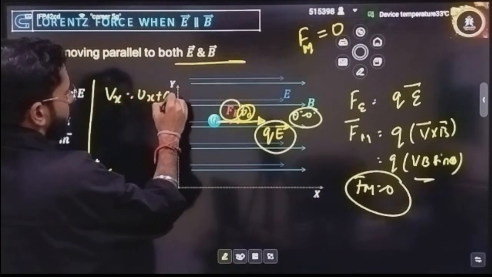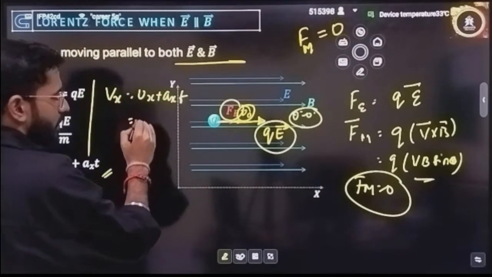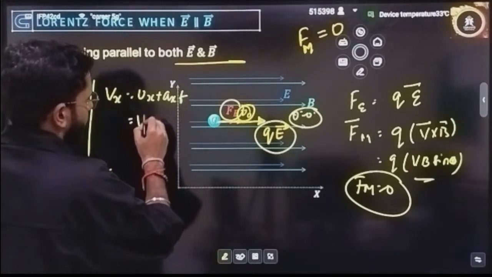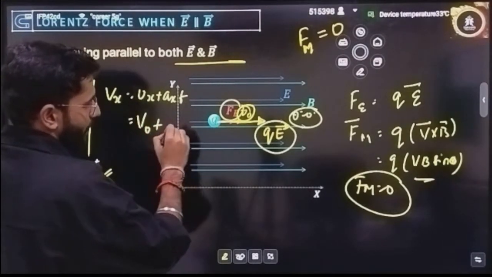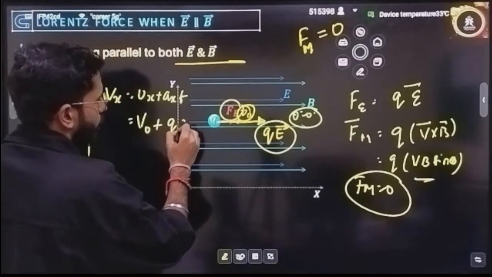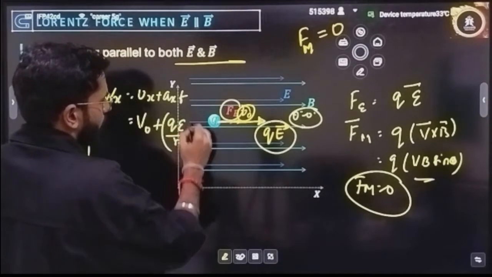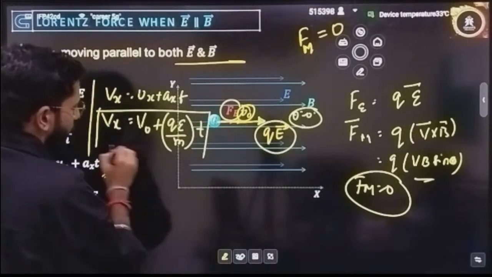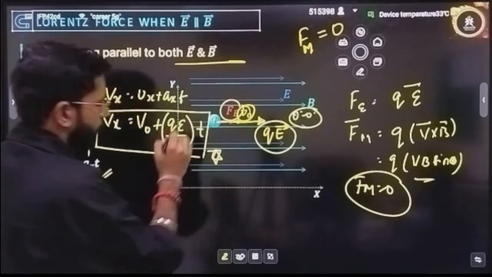Vx will be equal to ux plus ax into t. This time ux is not 0 because initially there is already some velocity, which is v naught. What is the acceleration in x direction? You will write qE divided by m, into t. That is the final velocity you will be telling in the x direction.